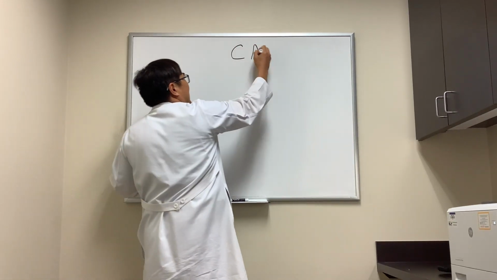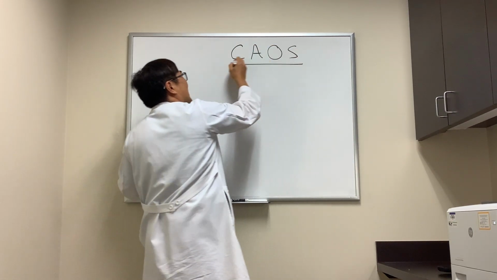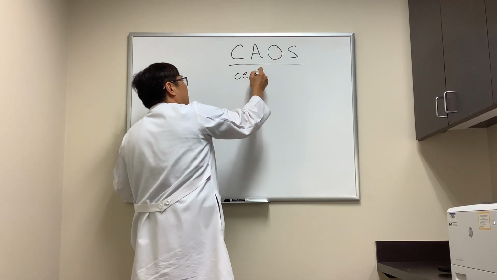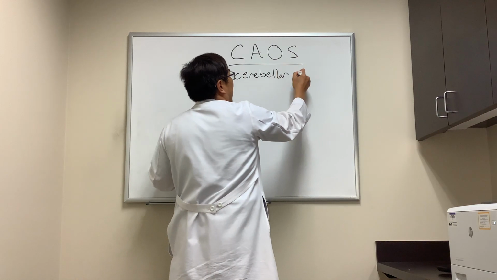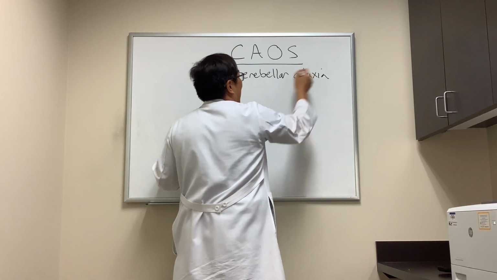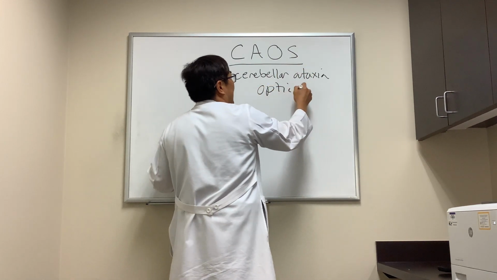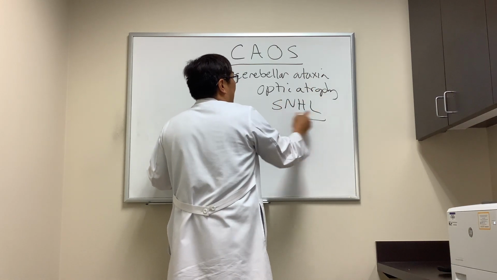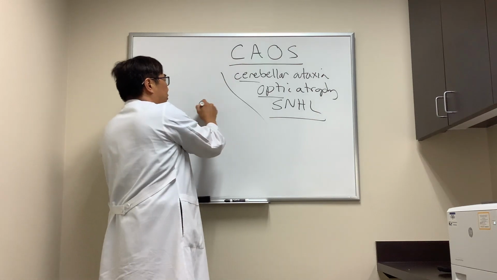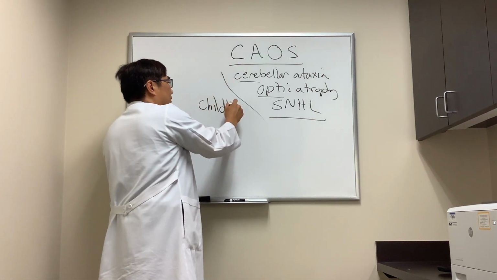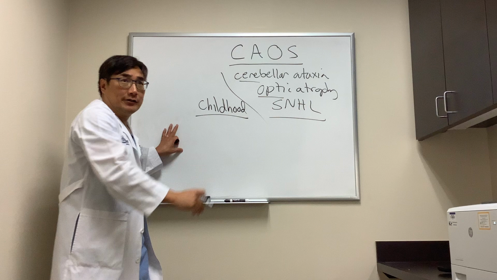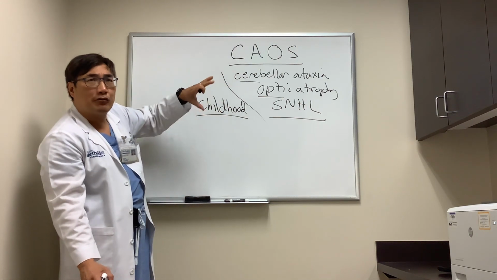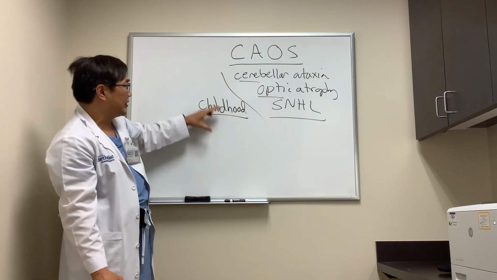Somebody wanted to know about CAOS, but it's not chaos with an H, but CAOS, which is cerebellar ataxia and areflexia, as well as optic atrophy and sensorineural hearing loss. And this is a childhood disorder, so the onset of symptoms is in infancy or childhood. And so it's very characteristic because you have multiple recurrent bouts of progressive neurologic deficit that occurs in childhood.